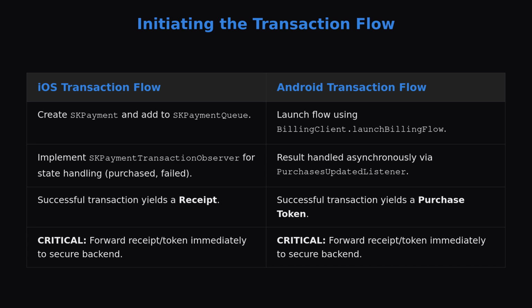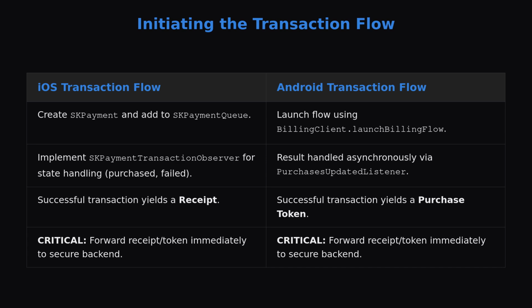Your application must implement the SKPaymentTransactionObserver protocol to correctly handle all transaction state changes, including the critical states of purchasing, purchased, and failed. On Android, launch the billing flow using BillingClient.launchBillingFlow, passing the necessary BillingFlowParams. The transaction result is handled asynchronously via the PurchasesUpdatedListener interface.